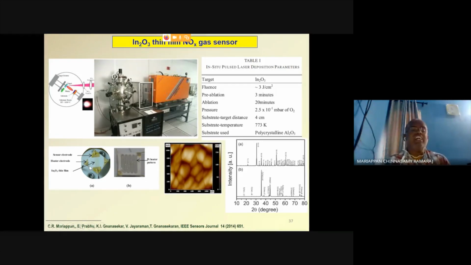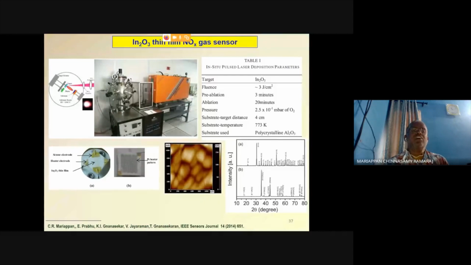So here what we have, this indium oxide material. First we made it into a pellet and densified this pellet, and then we put it in the chamber here. This is the chamber target, and then this is the pulsed laser. This is KrF, krypton fluoride. That is a laser, a pulsed laser.